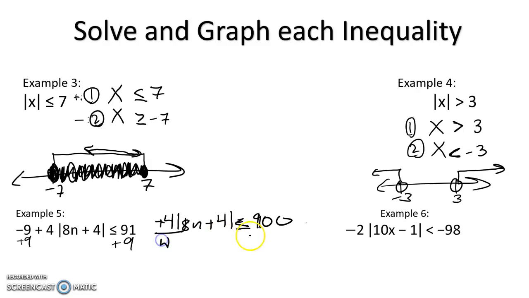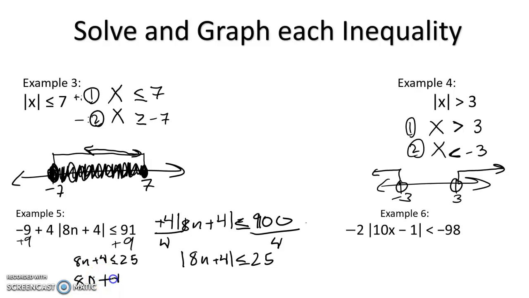Take this 4 and divide the 100 by it. So you have the absolute value of 8n plus 4 less than or equal to 25. From here you set up your two inequalities. I'm going to set those up right here. 8n plus 4, symbol still facing the same direction, positive 25. And I'm going to do the same thing: 8n plus 4 is greater than or equal to negative 25.